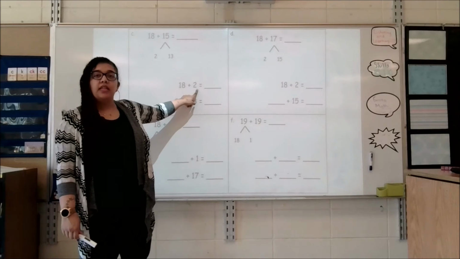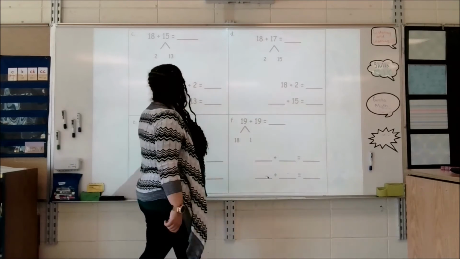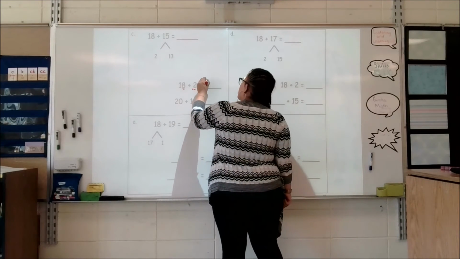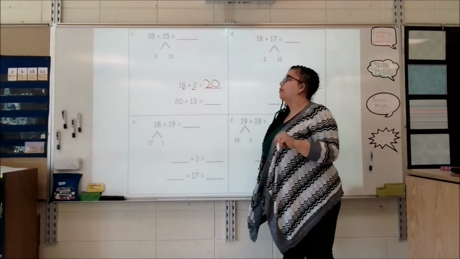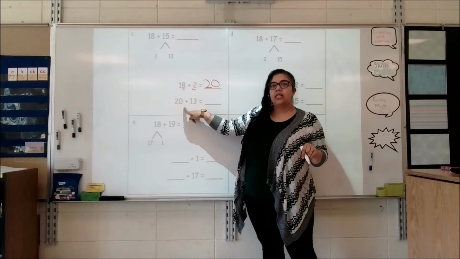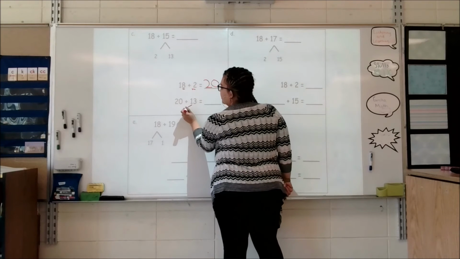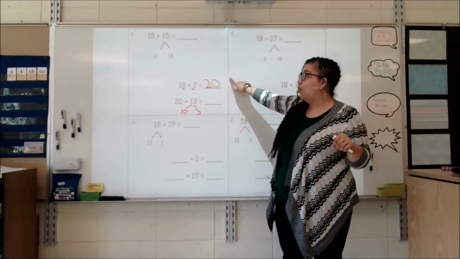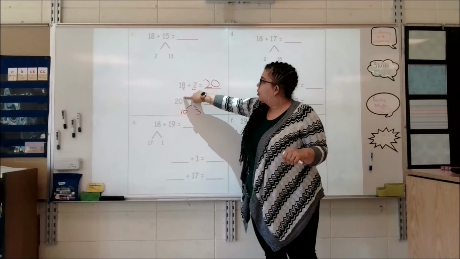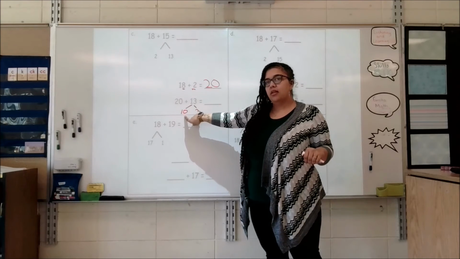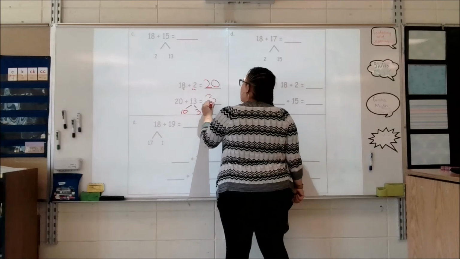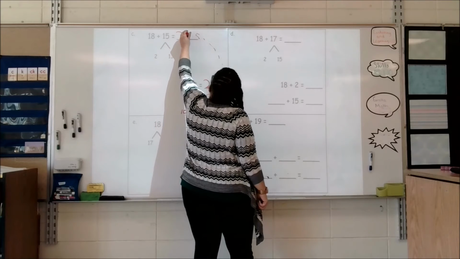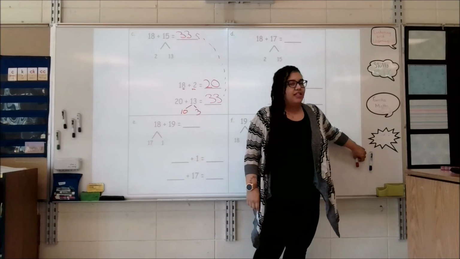Because 18, 8 ones, needs 2 ones to complete the group of 10, which means I now have 20. 20 is 2 complete groups of 10. So now we can say 20 and 13. We want to add the 10, so I need to get my 10 out of the 13. Because I added the ones, now I'm adding the 10s. 20 and 10 is 30. 30 and 3 is 33. 18 and 15, 33. Just like the last one, this is where we'll draw a picture.